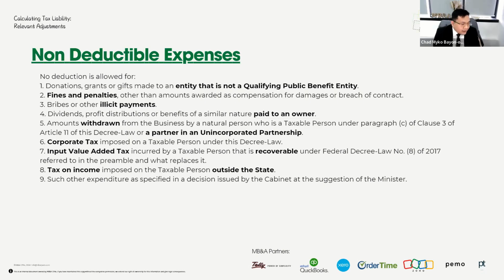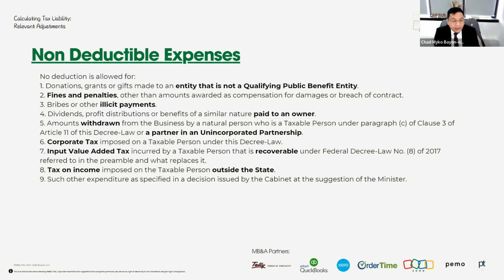That should be adjusted, unless these fines and penalties are related to compensation of damages or breach of contract. So in this case, these amounts will be considered as deductible expenses. Say for example, you have made a contract for maybe the construction of your leasehold. In this case, there was actually a breach of contract, and then you need to pay for the damages that you have incurred for the breach of the contract. So if that's the case, then yes, it could be a deductible expense.